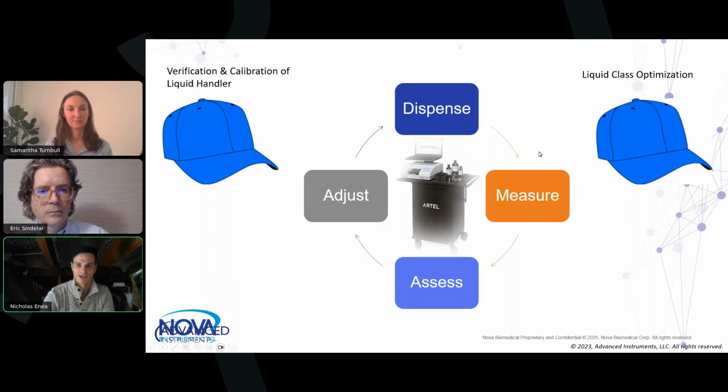And how do you do that, right? It takes consistent dispensing, measuring, so seeing what that is, assessing, and then adjusting. And that's where Eric and Samantha really went over, is like, how do we adjust the liquid classes to be within the tolerances that we did as well. So always break it up into 2 hats. I think a lot of customers will get to the liquid class optimization without being able to think about verification and calibration first.